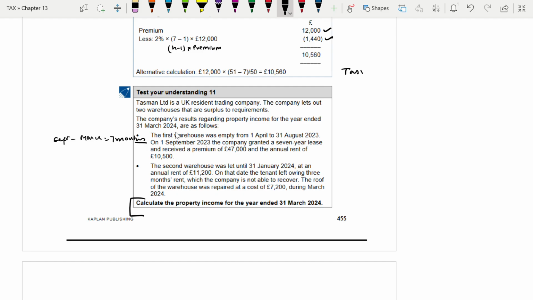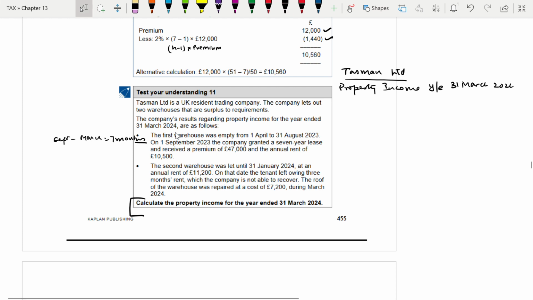Write everything in full. Now just think that you are writing an exam. You don't write anything in shortcut. It takes time for me, but I am writing in full. Year ended 31st March 2024. Now how much do we have to take? Rent receivable.